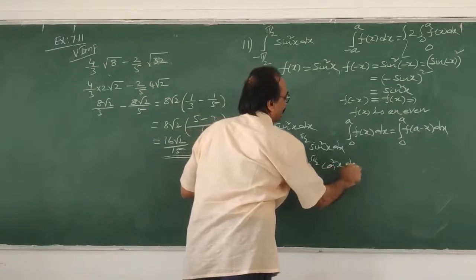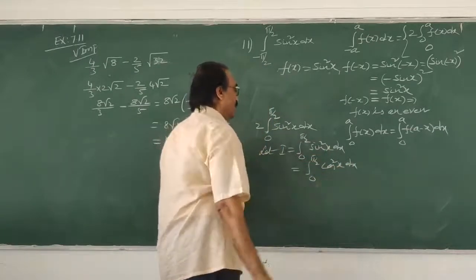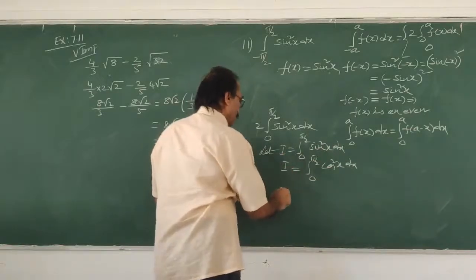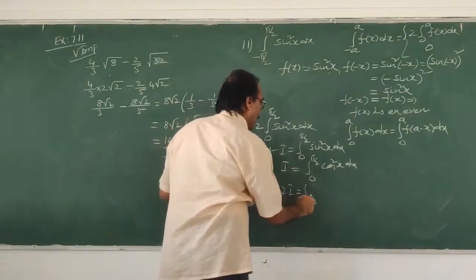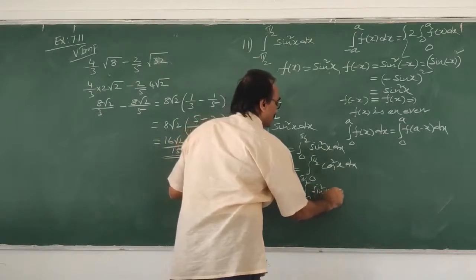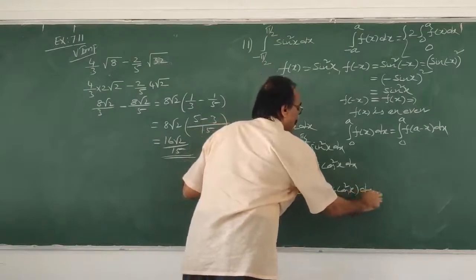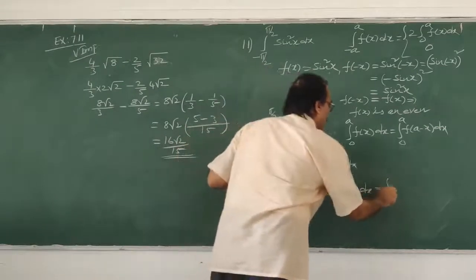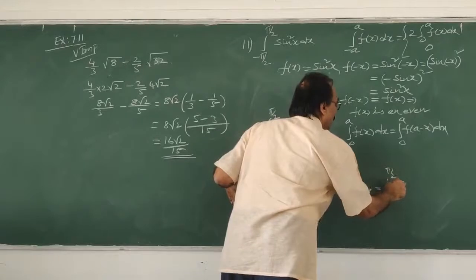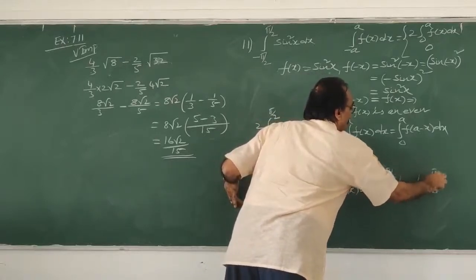Directly I am writing sine(pi/2 minus x), which is sine(90 minus x), that is cos square x. So now this is I, 2I is equal to integral 0 to pi by 2 of sine square x plus cos square x, which is nothing but 1, because I just explained that. That's why I don't want to take a chance. Integral 0 to pi by 2 of 1 dx. Integral 1 dx is x, from 0 to pi by 2.